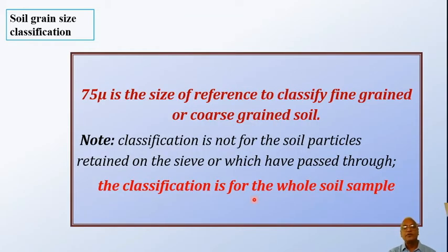So important things to be remembered: 75 microns is the reference size to classify fine grained or coarse grained soil. Note, classification is not for the particles retained on the sieve or those which have passed through. No, the classification is for the whole soil, a mixture of soil, which will be classified. That is the thing to be remembered.